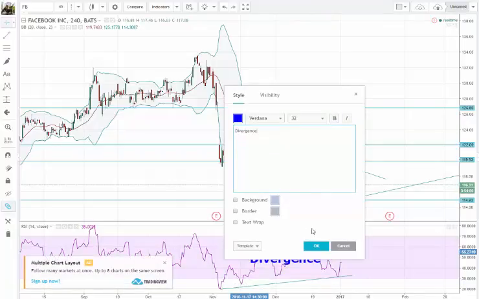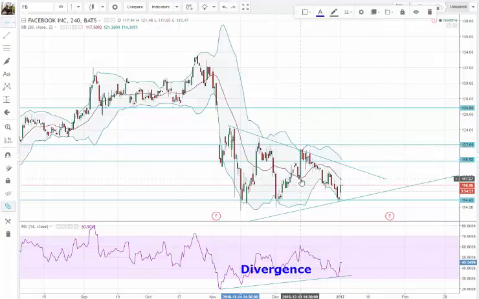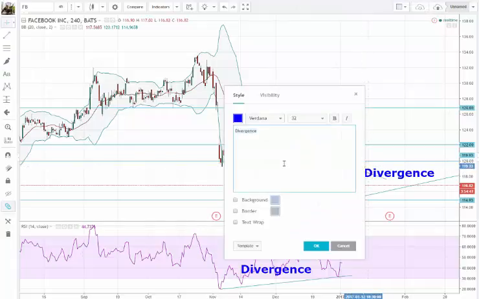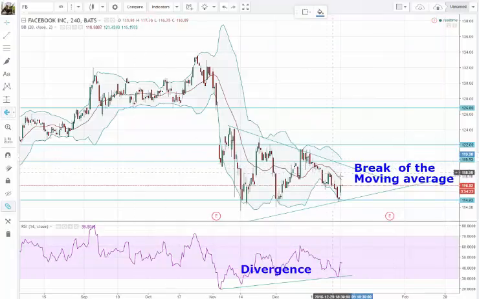Divergence on the RSI, very important to watch. This is my first one of my clues, not necessarily my first. Of course, price action and trend lines are very important, but I also want to see a break. Let me draw that in as well. A break of the moving average. Yep, I want to see a break of the moving average over here.